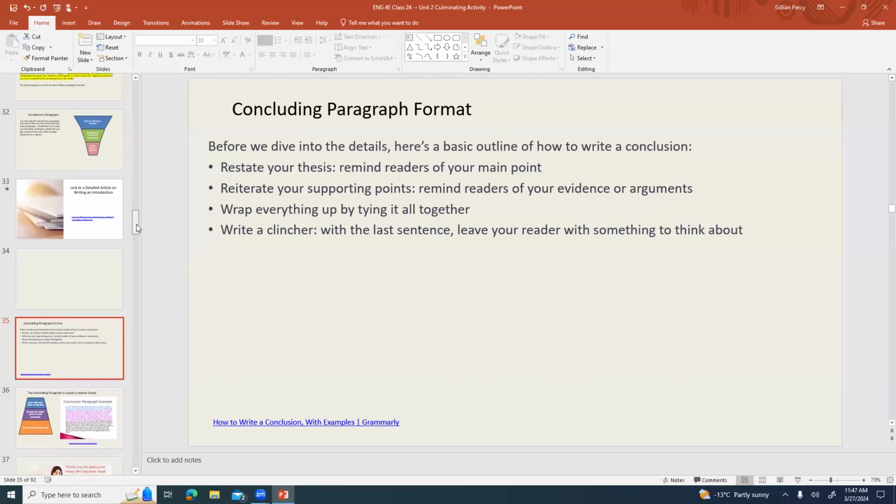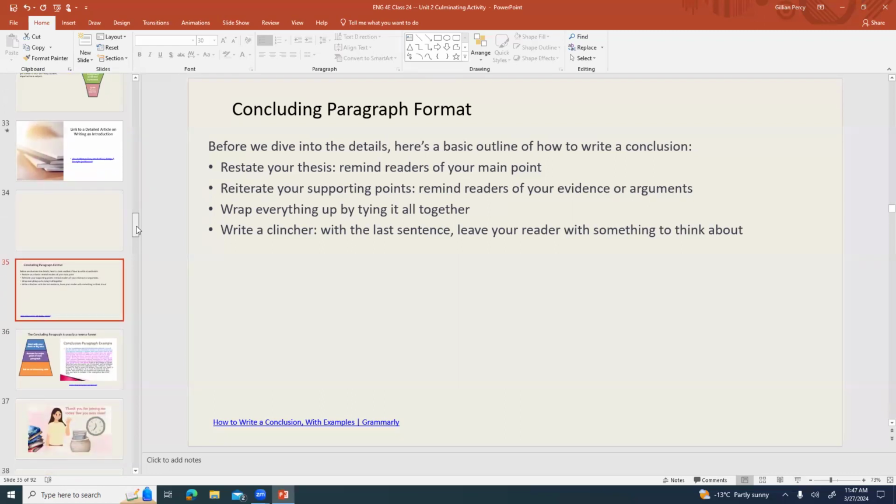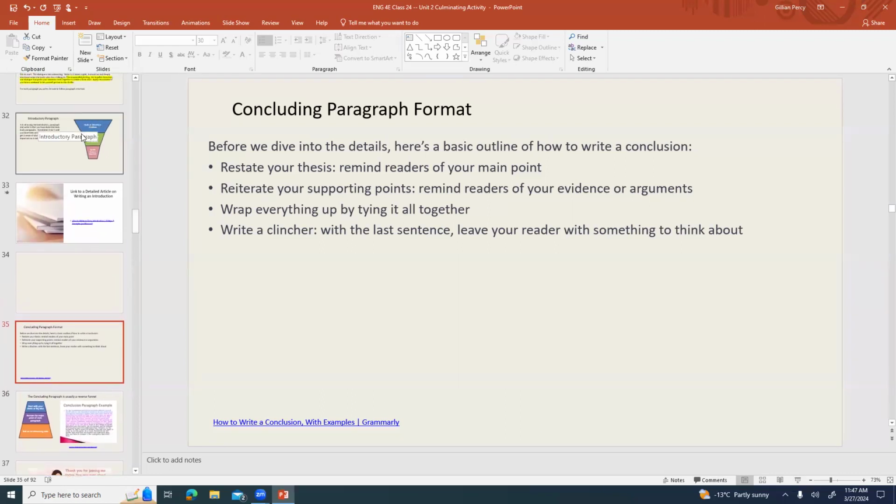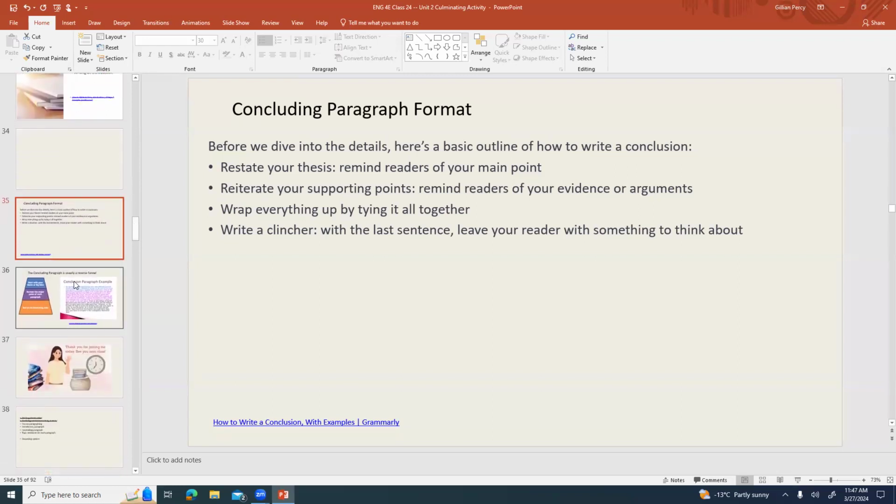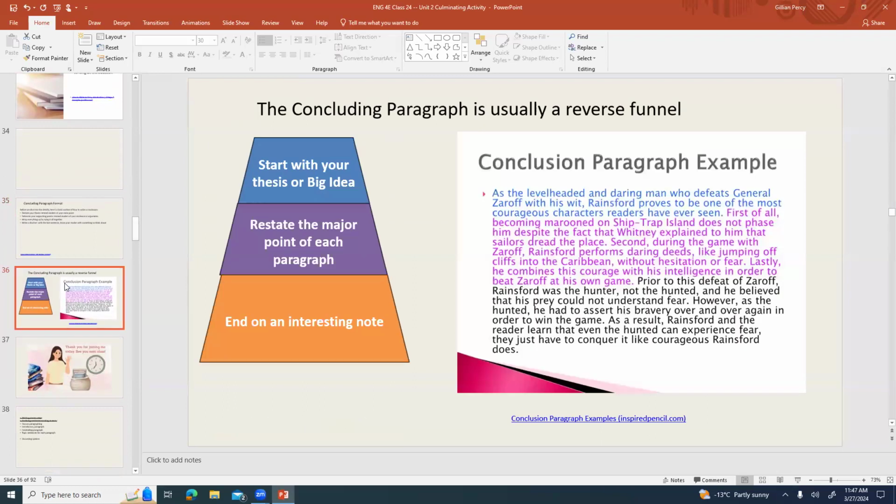We talked about the opening paragraph being a funnel, right? Going from large ideas down to a small idea. Usually a concluding paragraph is considered to be a reverse funnel. So you start off with your big idea or your thesis, you restate the major point of each paragraph, and then you end on a more generic or interesting note.